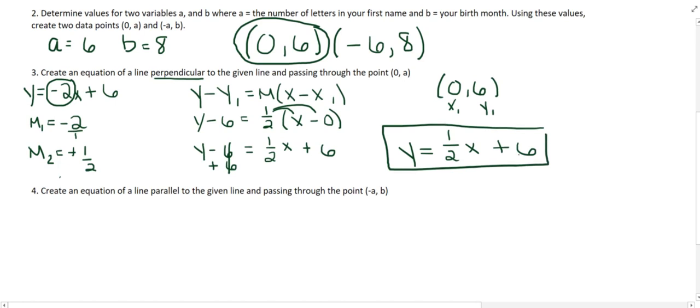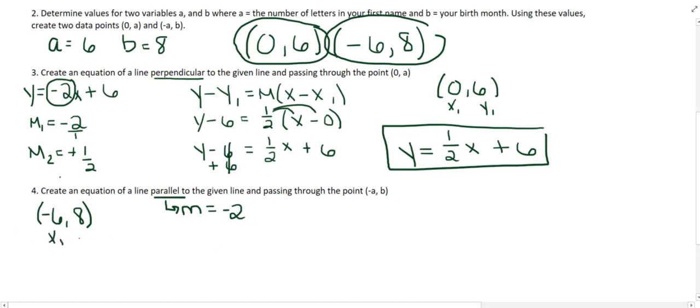Then step 4 says to create an equation of a line parallel to the given line using the point negative A, B. So now I'm using this point here, negative 6, 8. And I want a parallel line. So if I go back up to part 3, my given slope is negative 2, which means the parallel slope is also going to be negative 2 because parallel lines are just going to have the same slope. So I'm going to use an m of negative 2, an x1 of negative 6, and a y1 of 8.